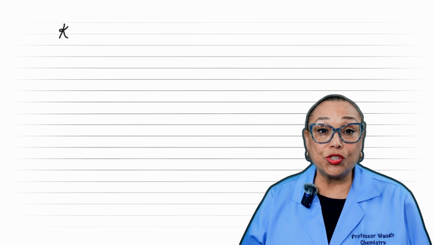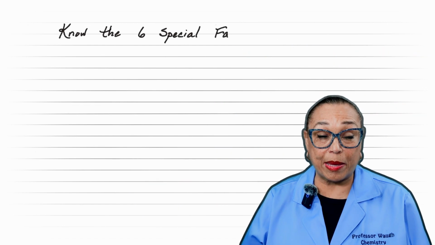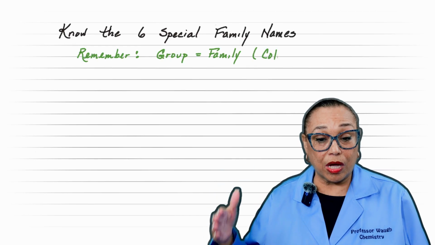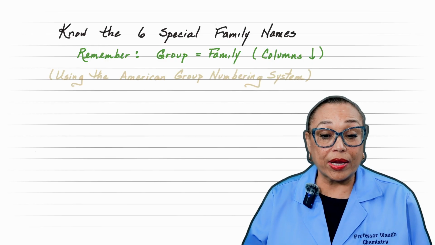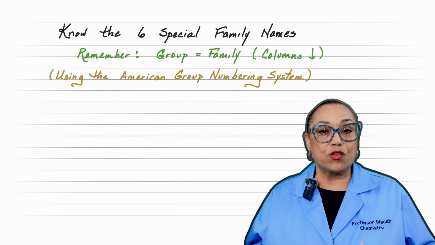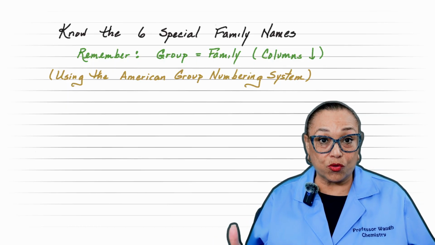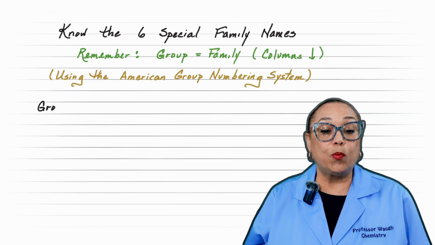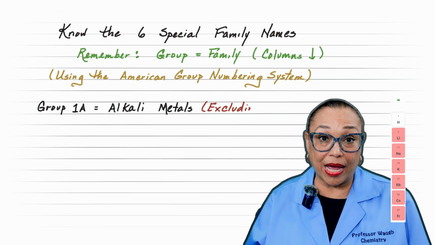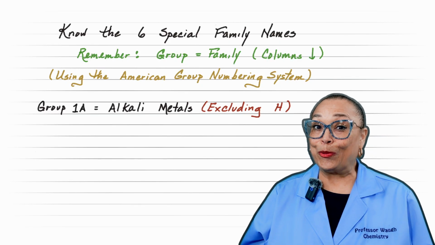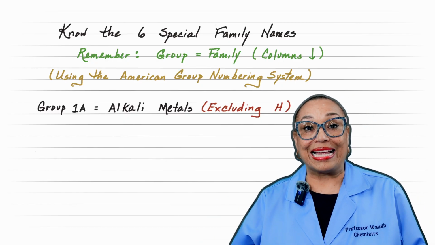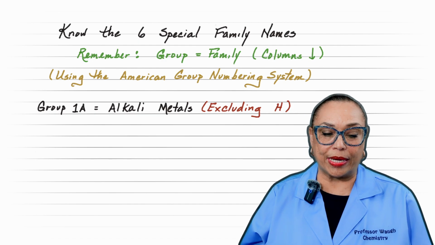Now, I want you to know the 6 special family names. Now remember, a group is a family, those are the columns, and this is the American group numbering system. That's the only thing that I use. And these are only things you need for introductory chemistry. Group 1A is the alkali metals. Now exclude hydrogen, because I know you know that's a nonmetal. So when I say alkali metals, that's group 1A.